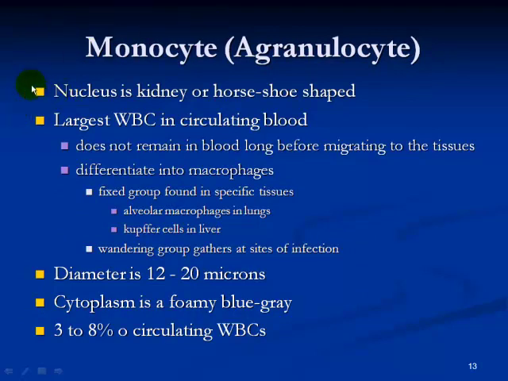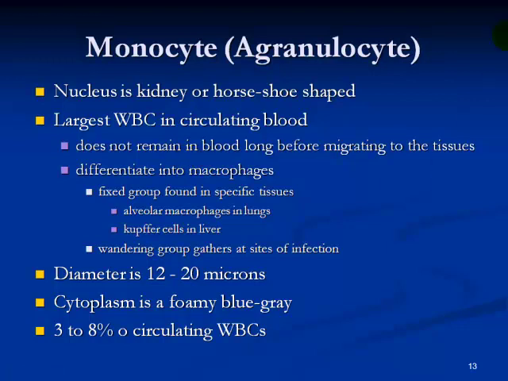Monocytes are agranulocytes, right? They have no granules in the cytoplasm. The nucleus is kind of either kidney or horseshoe shaped. We saw that again in class. It's the largest white blood cell in the circulating system, and it doesn't remain in the blood too long. What it does is it migrates out of the capillaries, out of the bloodstream, and goes out into the outer tissues. And they primarily differentiate into macrophages.